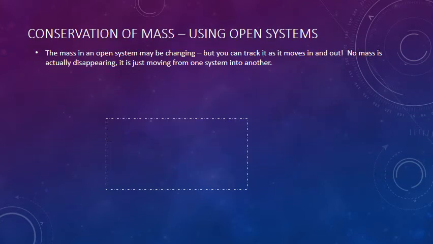We can look at conservation of mass using open systems as well. So in an open system, the mass may be changing, but you can track it as it moves in and out of the system. So the mass actually isn't being destroyed, it's just moving somewhere else. So things can come and go from an open system, and we can just track where it comes from and where it is headed.